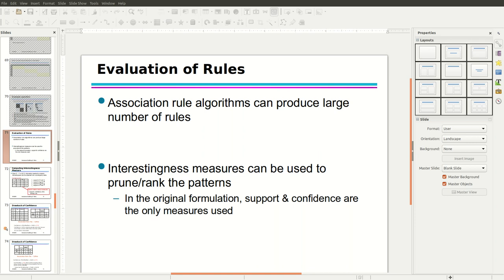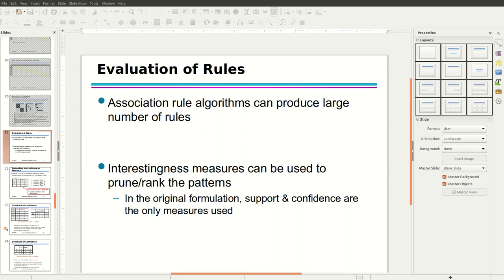In the original formulation we talked about support and confidence, but there will also be other measures that we can introduce in this section. So how do we compute an interestingness measure? Given X implies Y, or XY together, the information needed to compute interestingness comes from a contingency table. That is a contingency table. It's a pair, pay attention to that. We have X, Y, and we also have negations like X not and Y not.